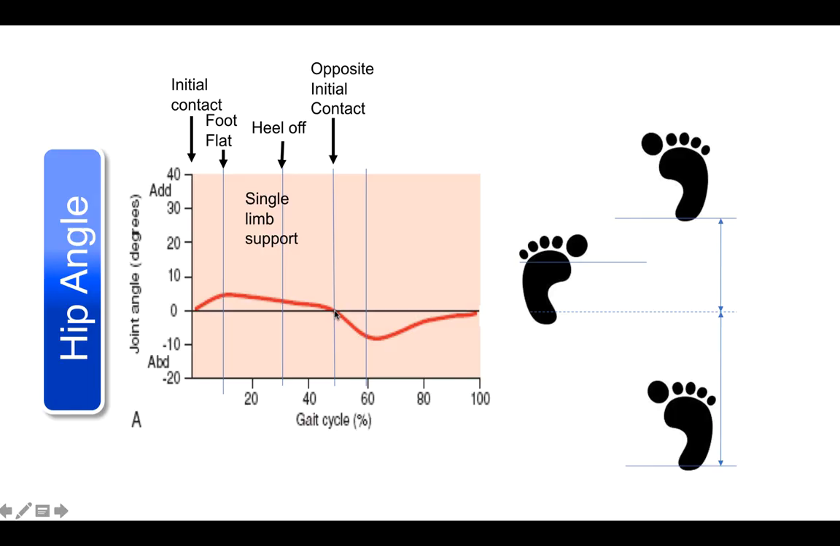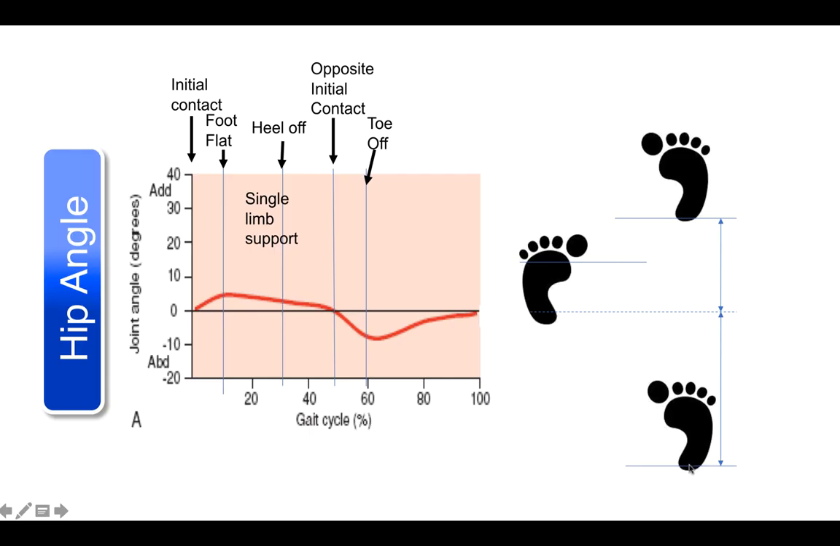And then right after opposite initial contact, by toe off, we have about 10 degrees of abduction during double limb support until we reach toe off at about 60% of the gait cycle. And then from toe off to subsequent initial contact, we essentially bring the limb back to the zero position for a subsequent heel strike. And here we see three footprints.